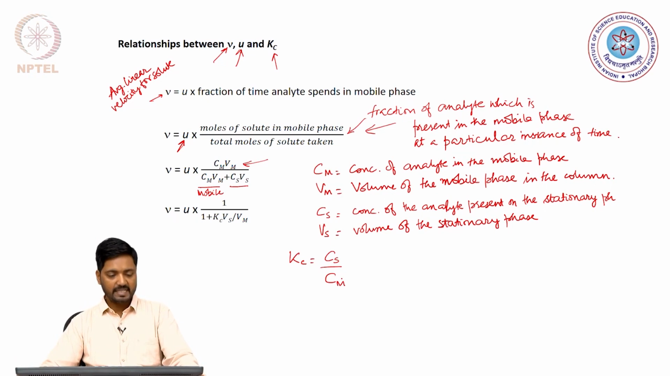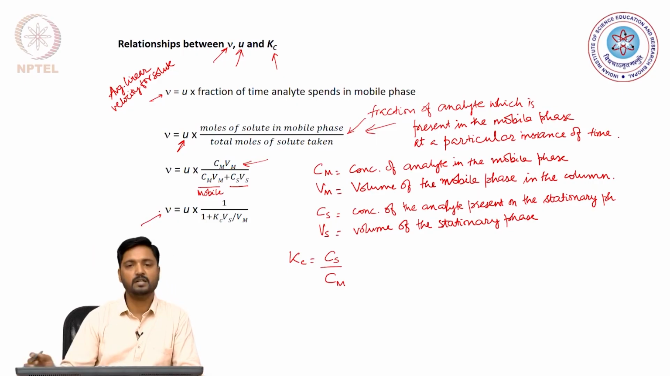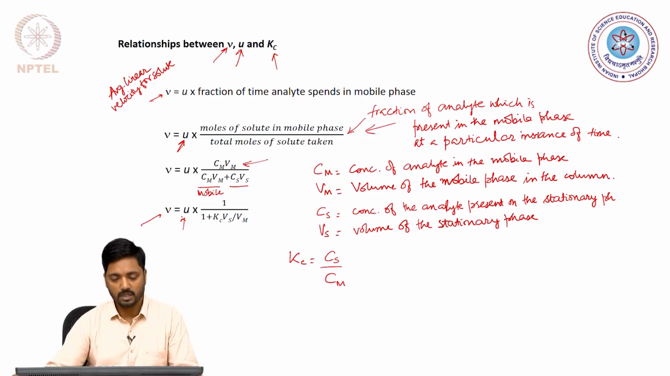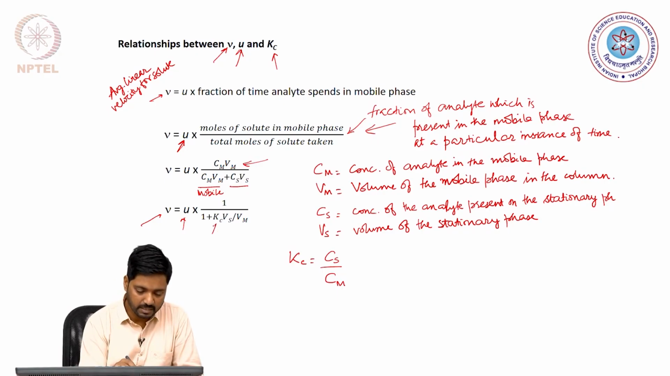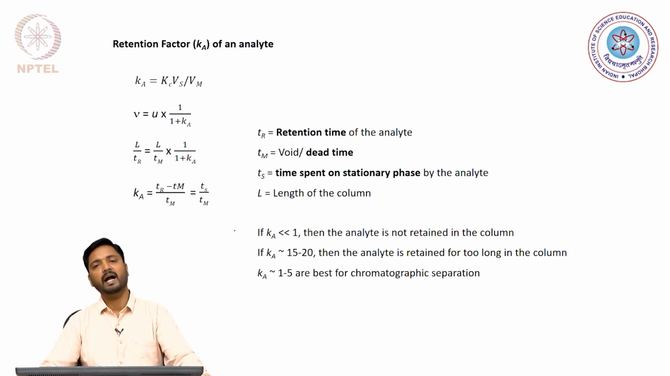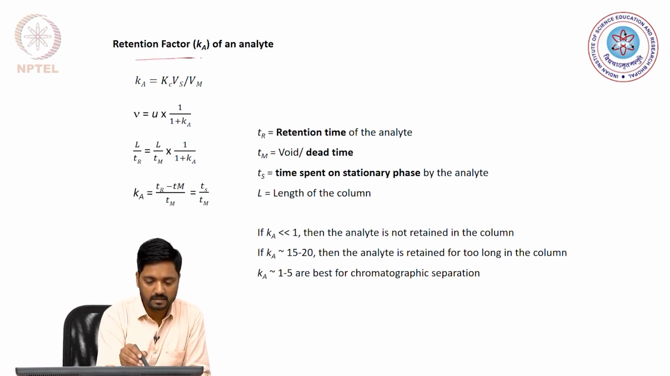So, we can write the average linear velocity for the solute in terms of the average linear velocity of the solvent multiplied by the distribution constant Kc and the volumes of the stationary and mobile phases present in the column. Now, let us move ahead and try to understand what we imply by the term retention factor.